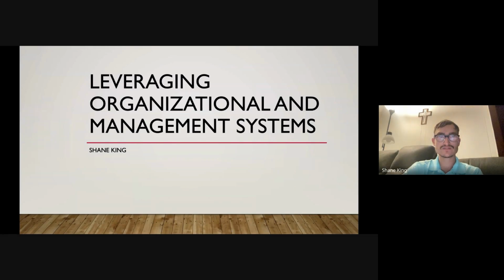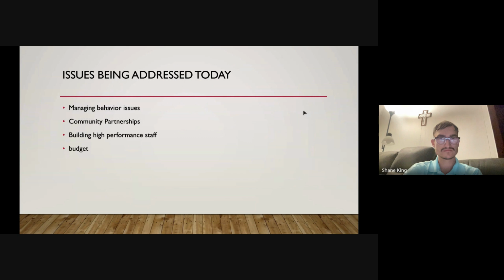Leveraging organizational and management systems. The issues being addressed today are managing behavior issues, community partnerships, building high performance staff, and budgets.